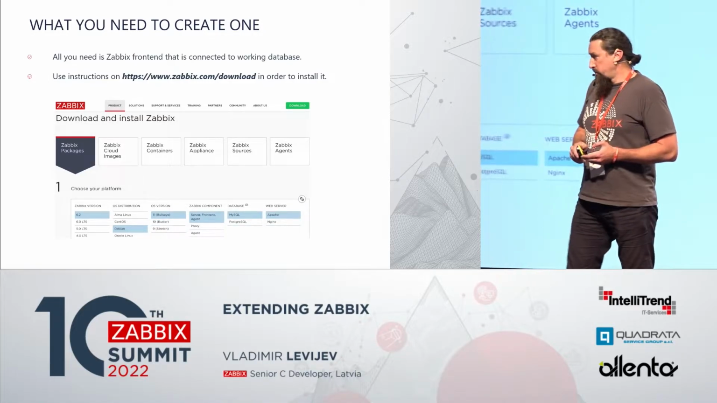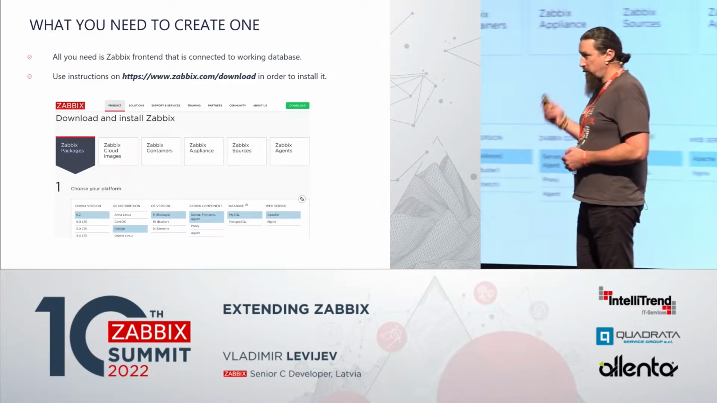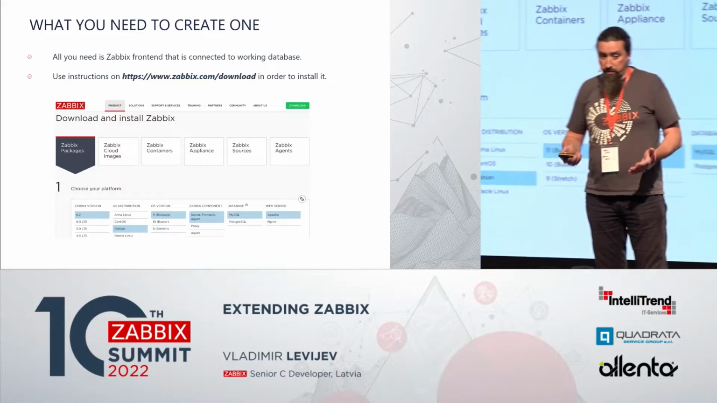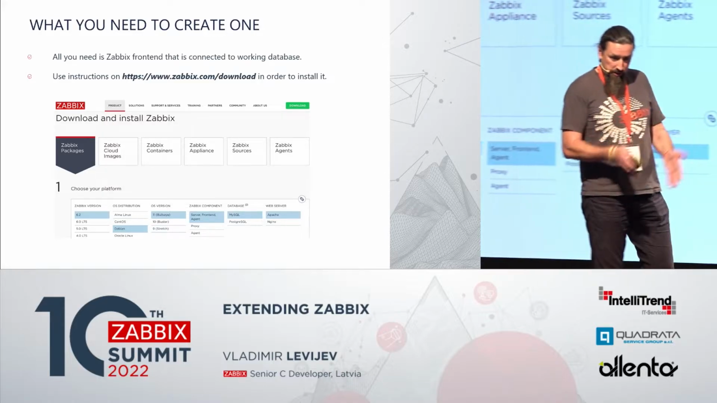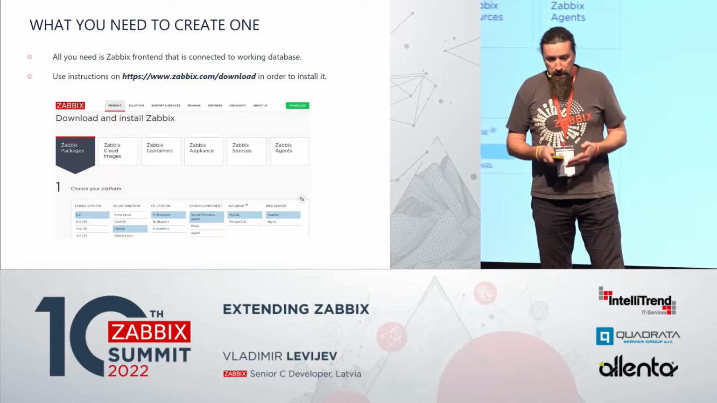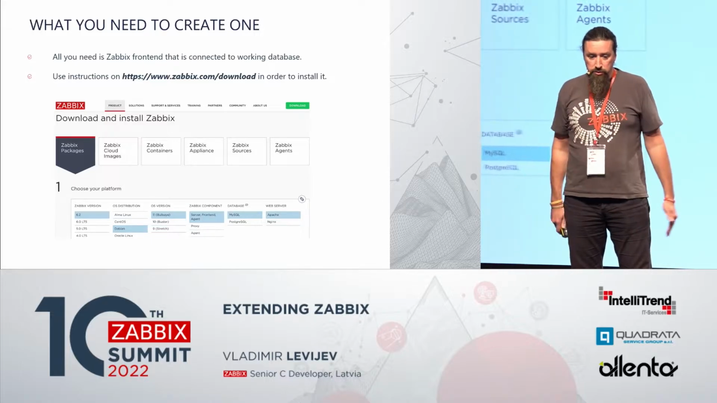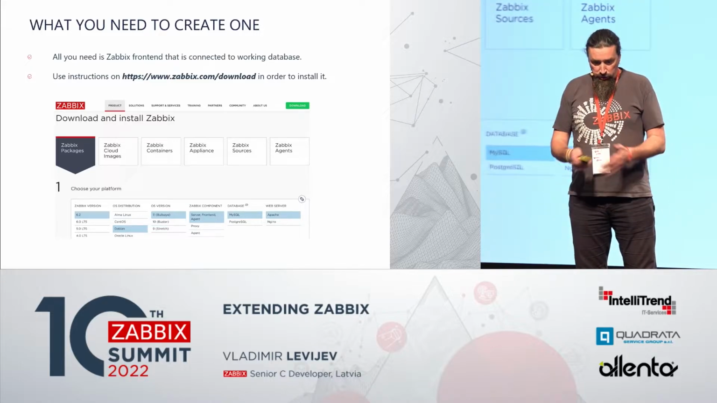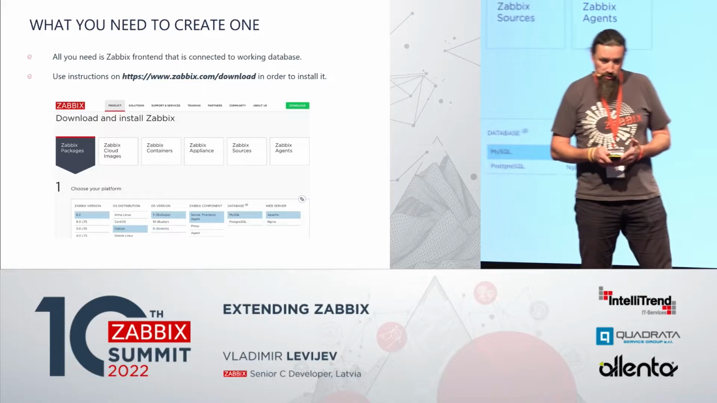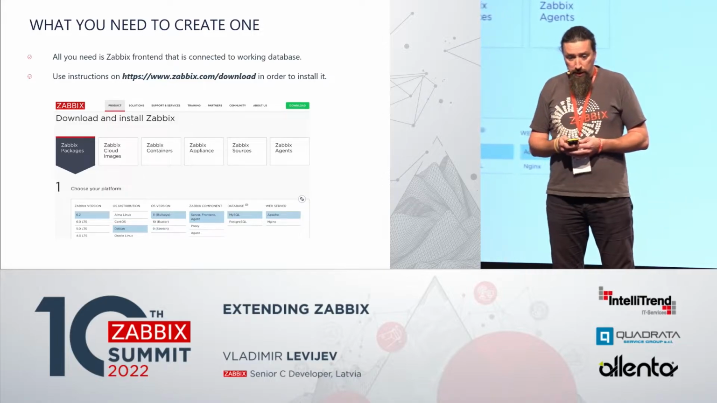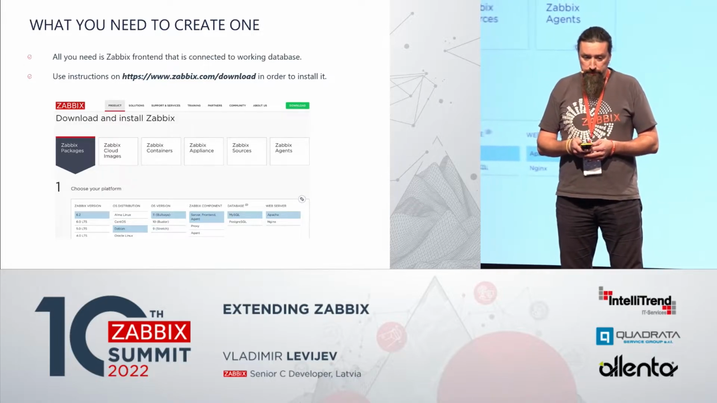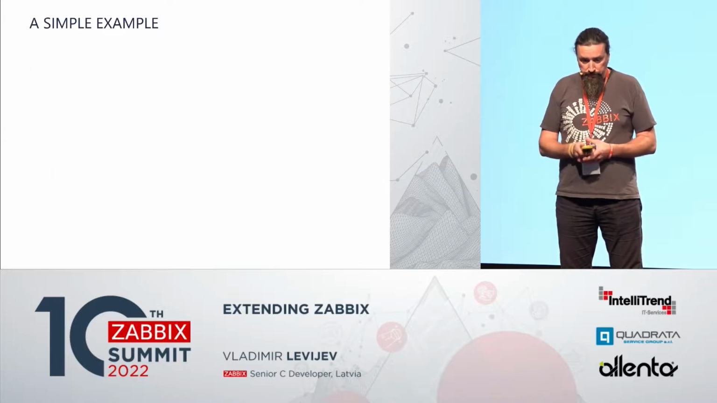So in order to create a module, you need a front-end, and you need a correctly configured database to which it is connected. If you want to quickly get Zabbix and try it, I suggest you take a Docker image or some cloud image, or at least use our packages.